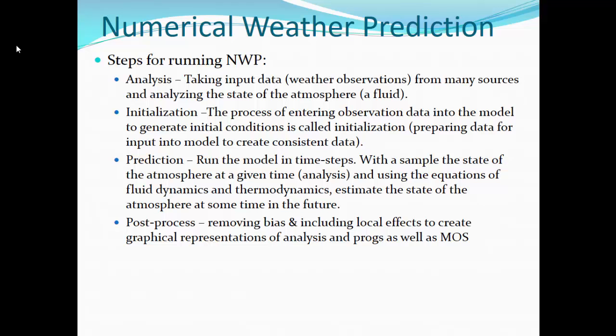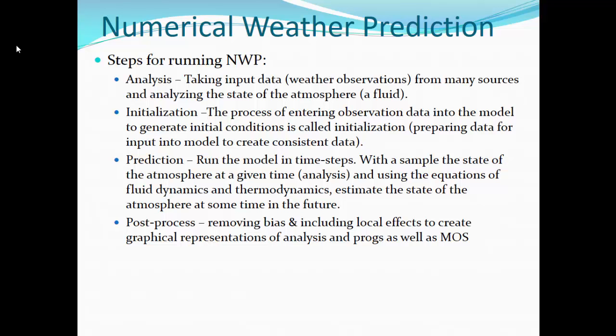There are 4 steps to the running of numerical weather prediction, and these 4 steps are a simplification. Each step involves millions of computations and calculations, but essentially the 4 steps are the analysis, the initialization, the prediction, and the post-processing. So analysis is essentially taking all the input data, all the weather observations from many, many sources, and then providing an analysis of the state of the atmosphere.